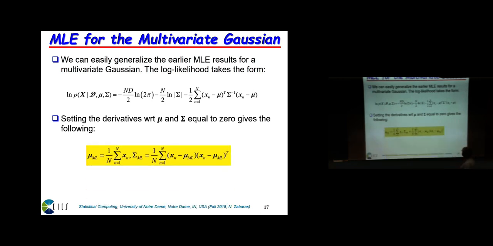So if you do that, the answer comes out that the mean is the sample mean, no surprise. And the variance is the sample variance exactly as before, where again, here we have the MLE estimate. So nothing surprising. There is one quiet mistake that I'm making here, but I'm lucky that the result takes care of that mistake.